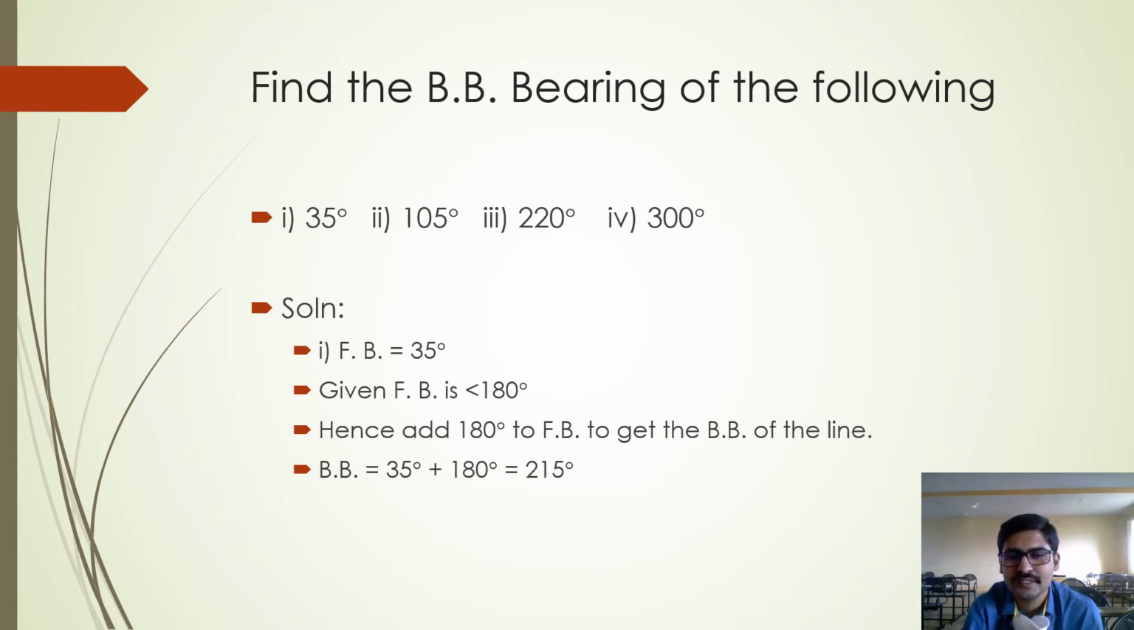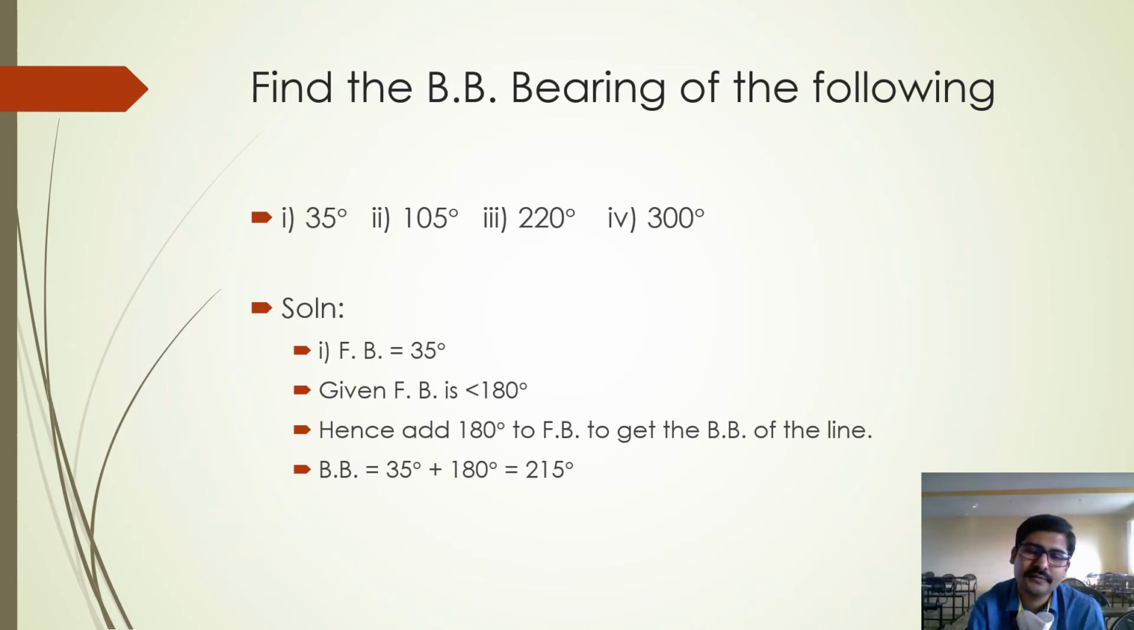In a similar way, third one, forebearing of the line is given 220 degree, and if I have to get the back bearing of that line, then I need to check whether it is more than 180 or less than 180. So definitely 220 is more than 180, so I need to subtract 180 from this, right? So subtracting 180 means 220 minus 180, so that will be 40 degree. So 40 degree is the back bearing of that line, right?